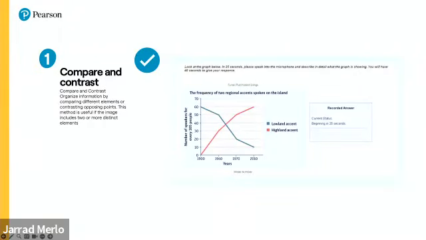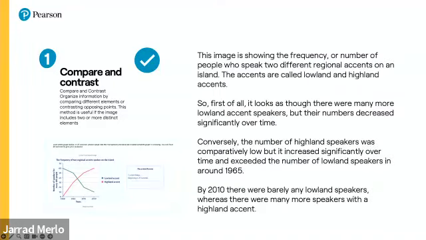Let me give you an example of comparing and contrasting. This is where you organize information by different elements or contrasting opposing points. This is useful if the image includes two or more distinct elements, which this image does here. This is clearly something where your students should be comparing and contrasting the popularity or frequency of these two different accents. Let me give you an example here.